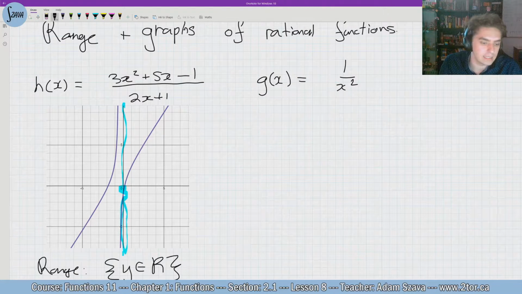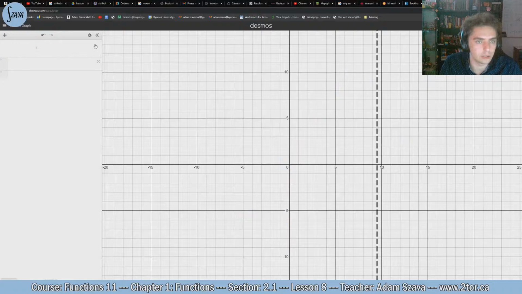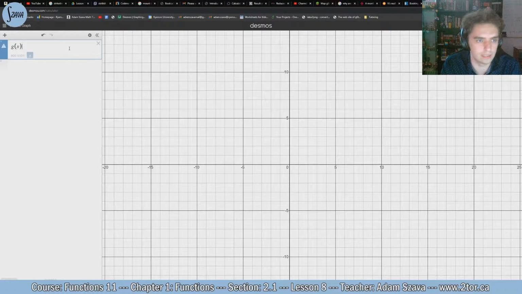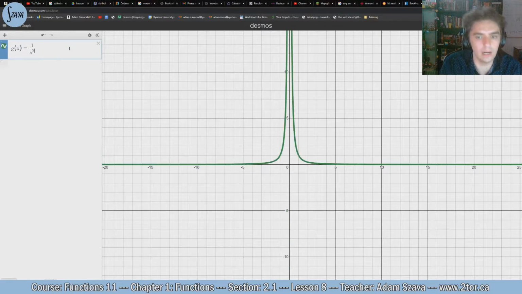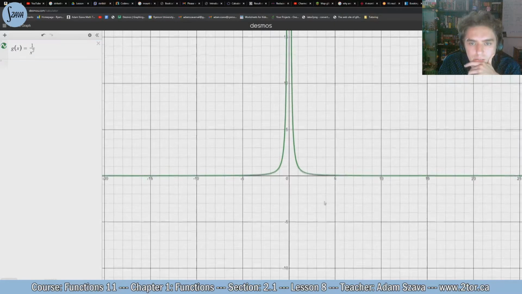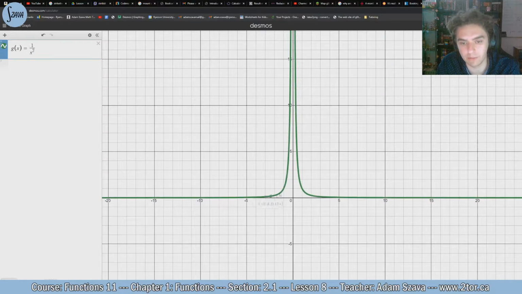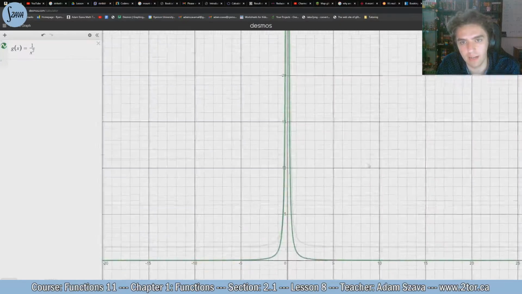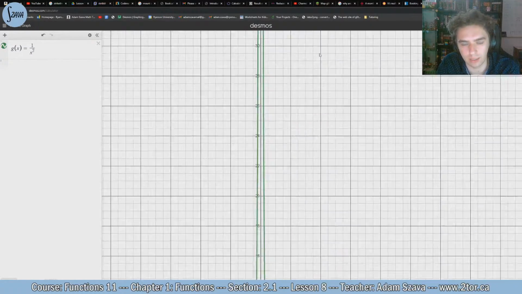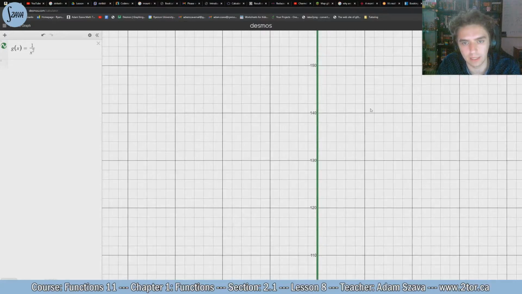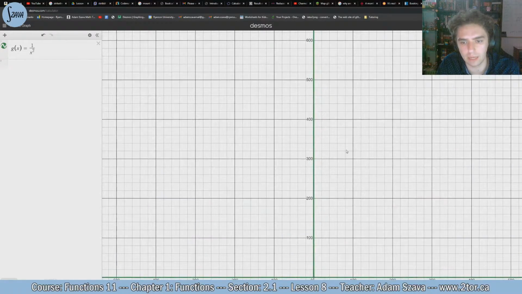Now, g of x is a little bit different. If I write g of x equals 1 over x squared, it looks like this. It's a similar kind of thing: we have two different parts to the graph, and they don't meet up here. Importantly, they might look like they're going to meet, but they don't. Up here, maybe you're saying, oh, well, they meet right there.